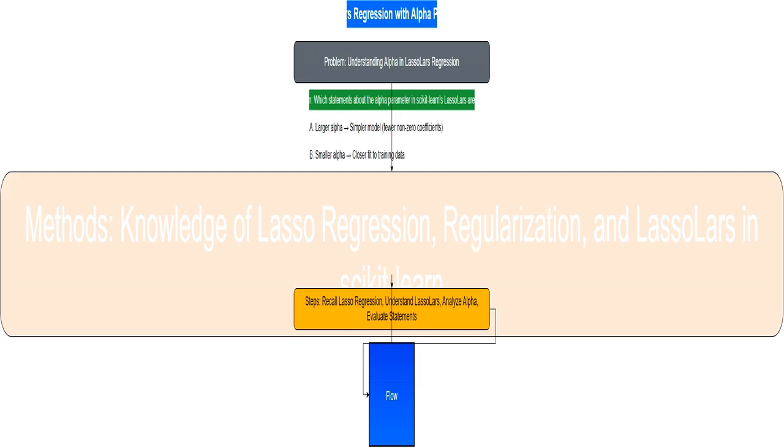We need to understand lasso regression, a type of regression that adds a penalty to the model, and its connection to regularization, a technique to prevent overfitting. We will also use our understanding of how LassoLars works. This problem is theoretical, so no calculations are needed.